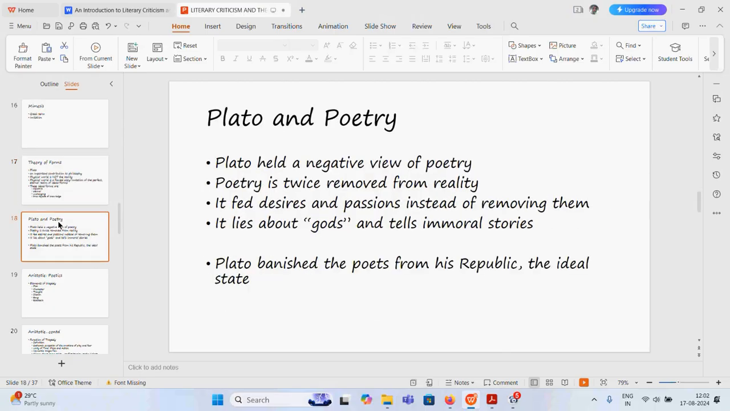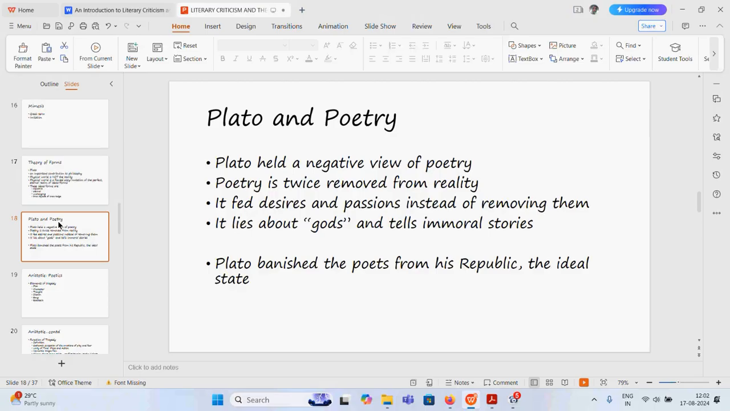Apart from the theory of forms, we get to know about Plato's ideas on poetry and poets. Plato held music and the other arts in greater esteem, but held a very negative view of poetry. For Plato, poetry, the second bullet point on your screen, is twice removed from reality.